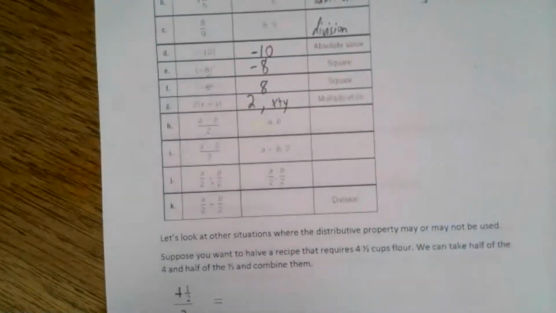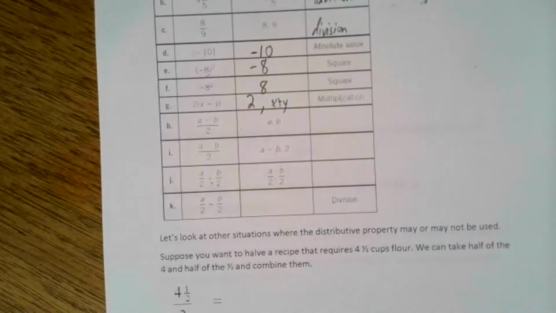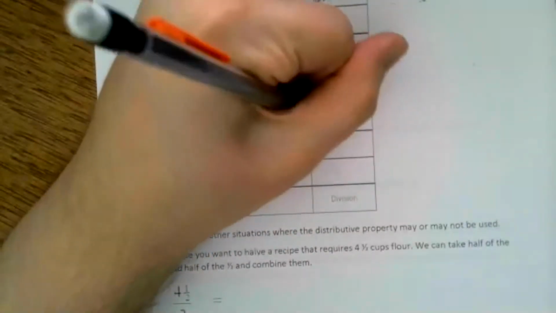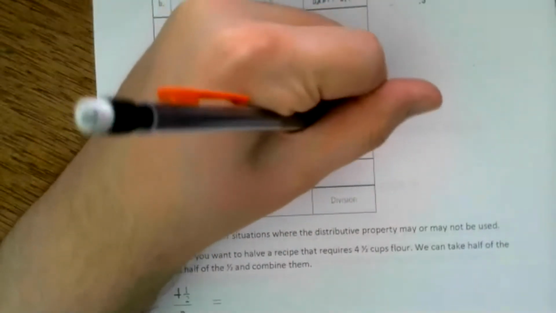Okay. On the next one, I have a plus b over 2. So my objects are a and b. So what is my operation? So what's my operation here on part H? What am I doing to a and b? Addition. Yeah, I'm just adding those two together, right? So I have addition for this one.